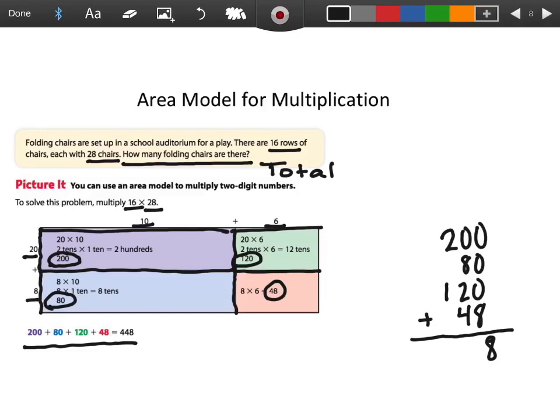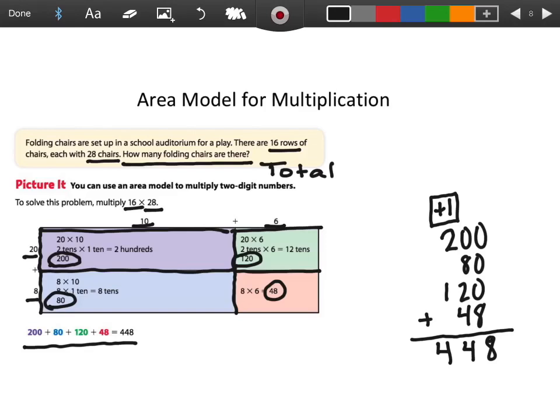So I'm going to keep my 4 tens, and I'm going to regroup that 100 up here. And then 100 plus 200 plus 1 more 100 is 400. So my answer is 448. And that is one way you could solve this problem using an area model for multiplication.